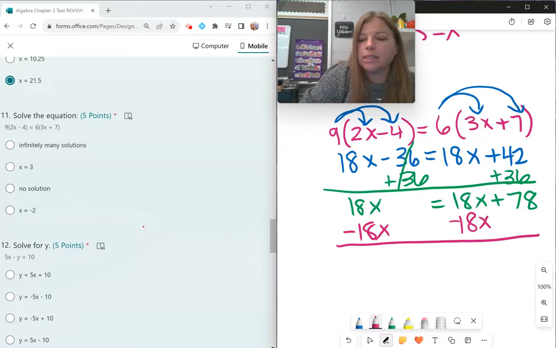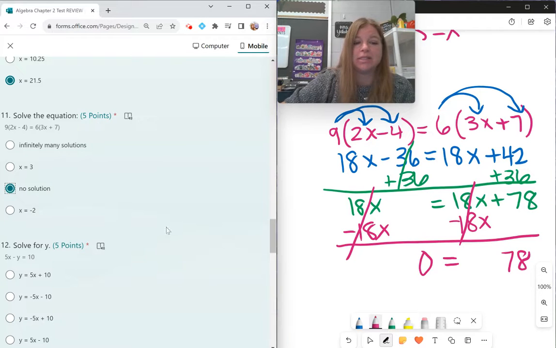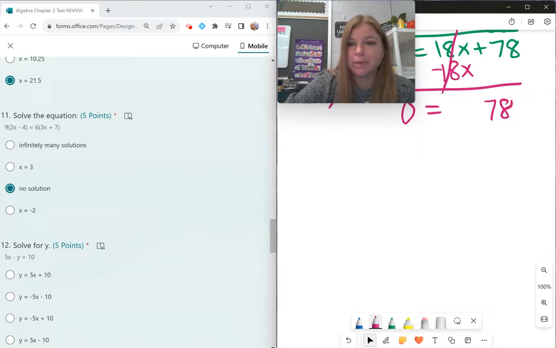And what we're going to notice in this problem is that your variables are completely gone. And you're going to be left with a mathematical statement that doesn't make any sense. Maybe it's negative 36 equals 42. Maybe it's 0 equals 78. Maybe it's negative 78 equals 0. And you're going to say to yourself, this doesn't make any sense. When the variables are gone and you're left with a situation that doesn't make any sense, that's when the answer is no solution.